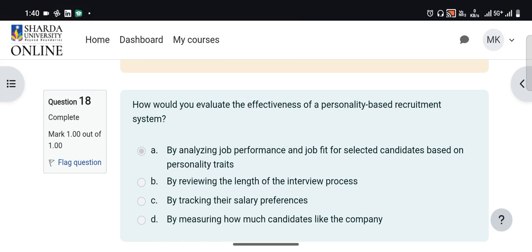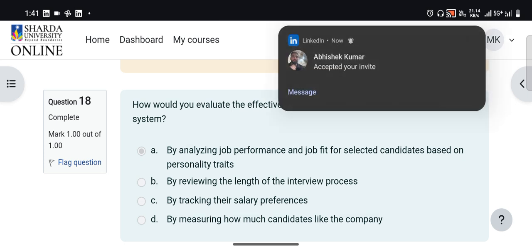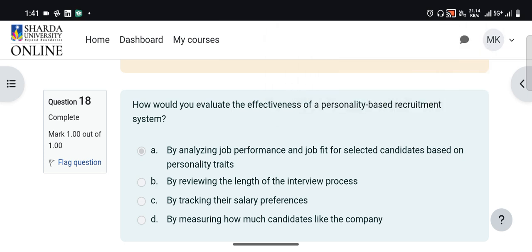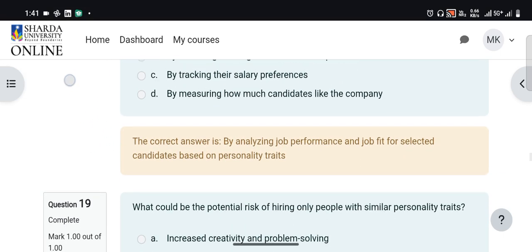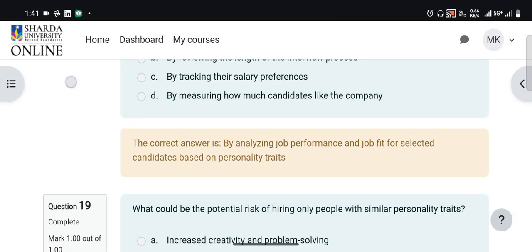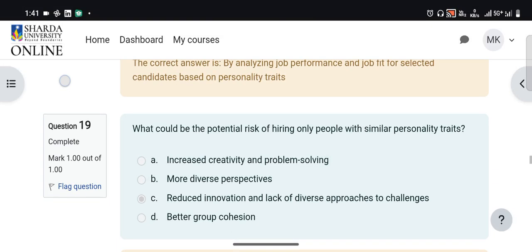Option B, by reviewing the length of the interview process. Option C, by tracking their salaries and professions. Option D, by measuring how much candidates like the company. The correct answer is by analyzing job performance and job fit for selected candidates based on personality traits.